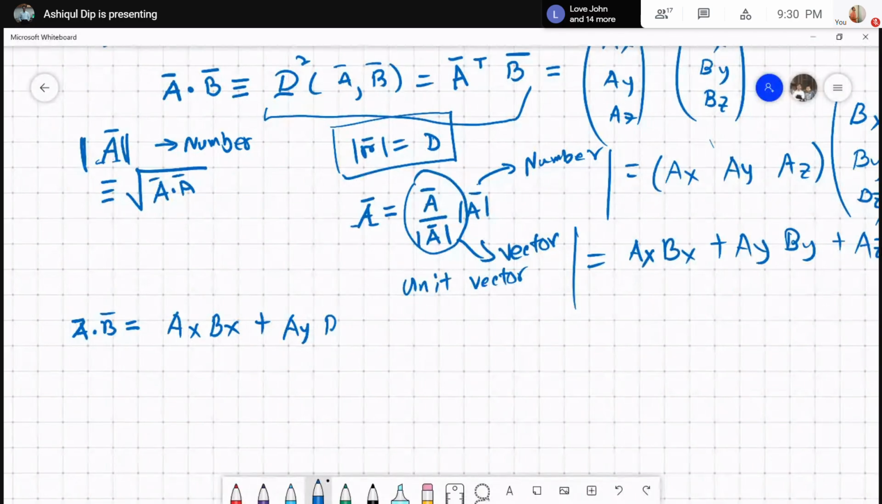But there will be something more. That's the interesting part.